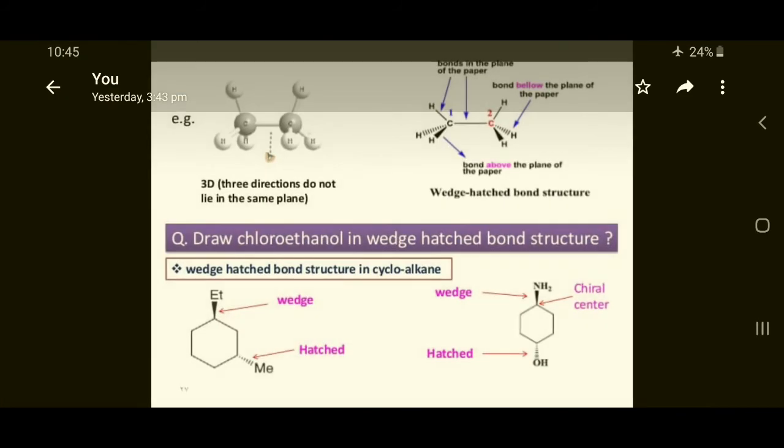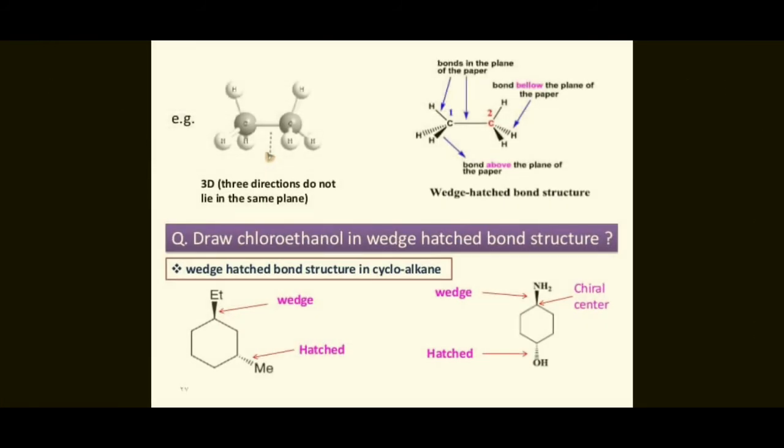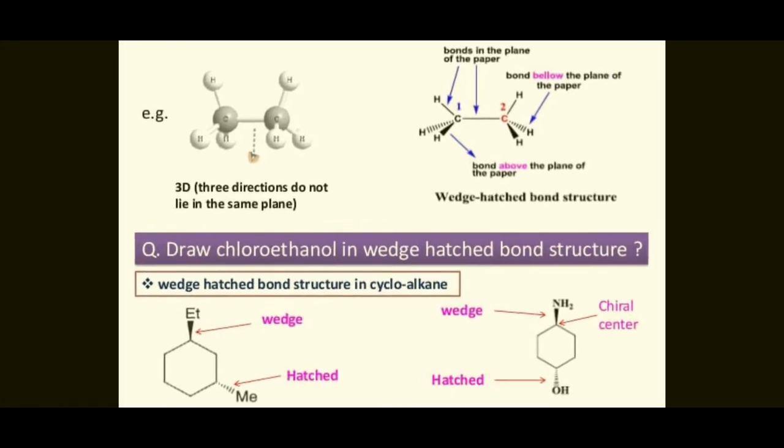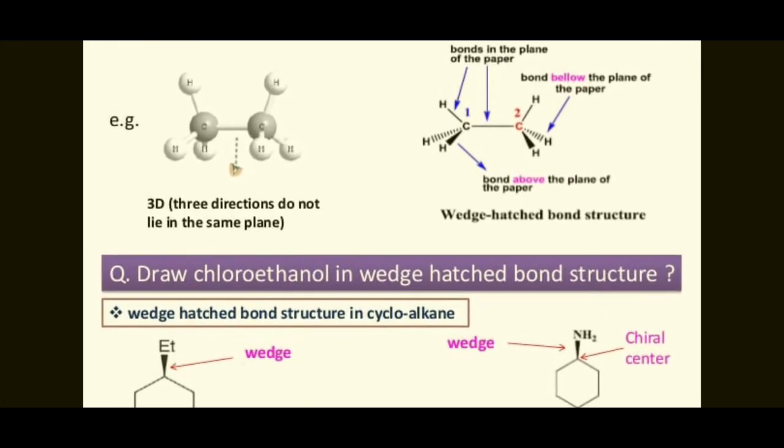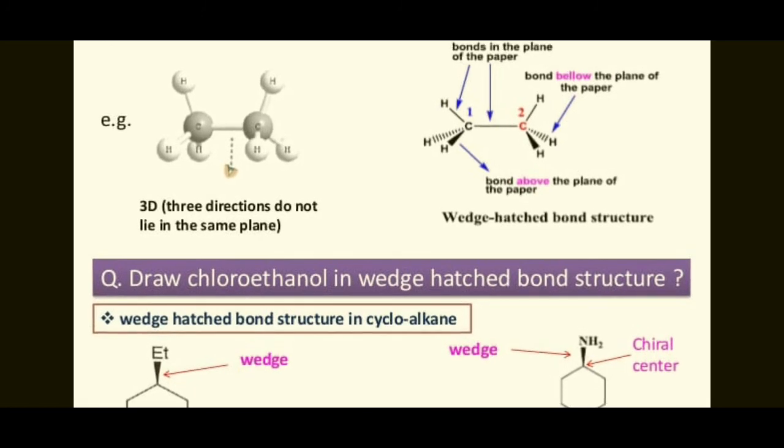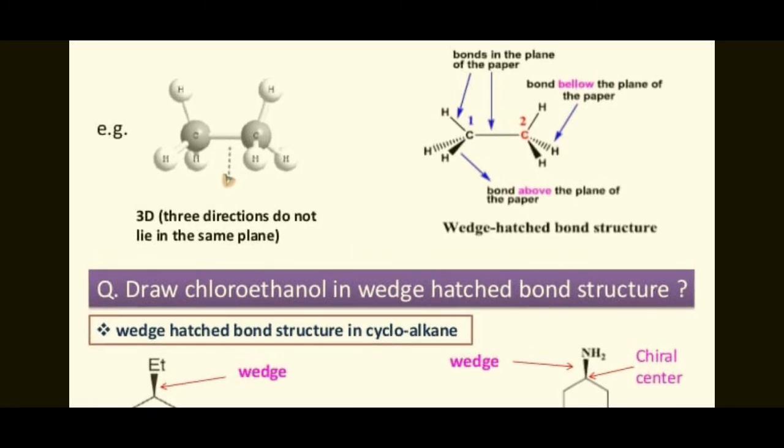Okay students. To draw the structure of the wedge-dash projection formula, the 3D directions do not lie in the same plane, and we convert them to wedge-dash bond structures, represented on two carbon atoms. On the first carbon atom, one bond is in the plane of the paper, one is below the plane, and one is above the plane. On the second atom, one bond is below the plane of the paper and one is above. This represents the wedge-dash projection formula.